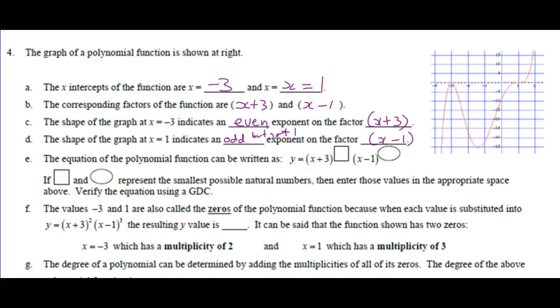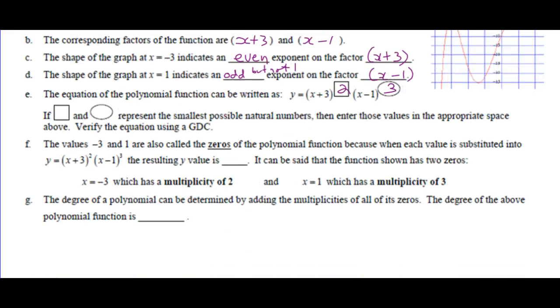The equation of the polynomial function could be written. So when we do this, we look for the lowest. So it's y equals x plus 3 to the power of what? 2. And it's x minus 1 to the power of 3. If it was going straight through here, then we'd say that's 1. If it does this, then we say it's odd, but it's not 1, so its lowest value is 3. If it's doing this, we say it's even, and its lowest possible value is 2.